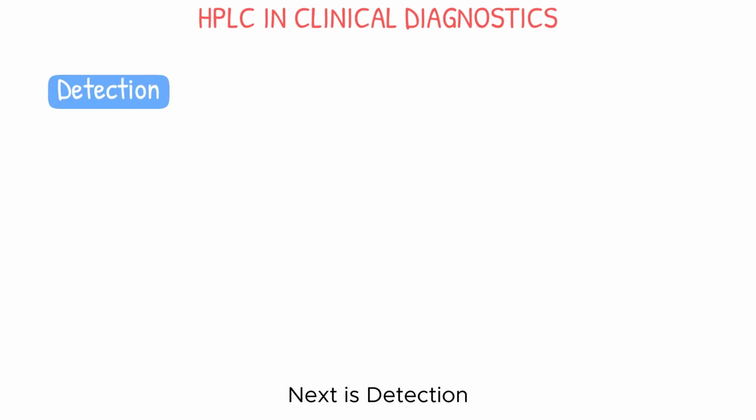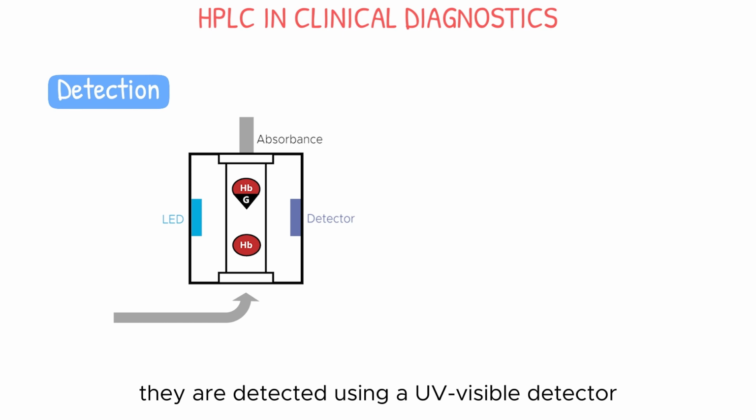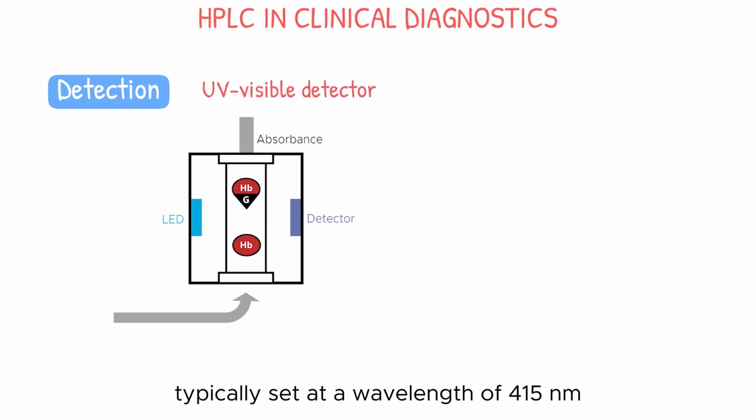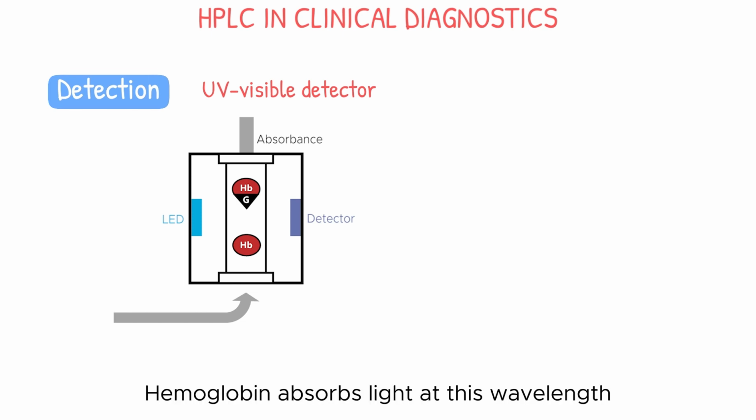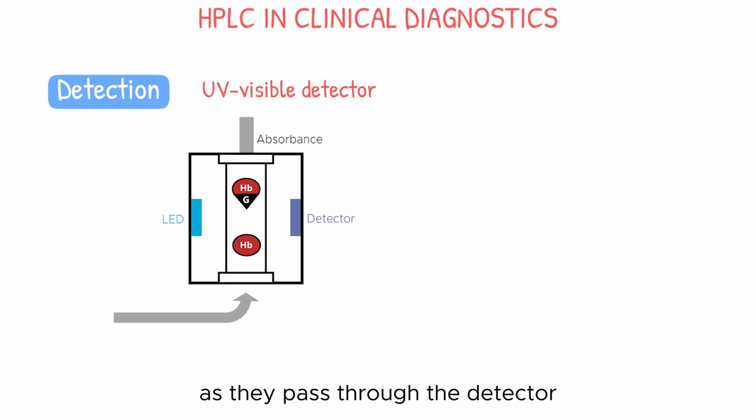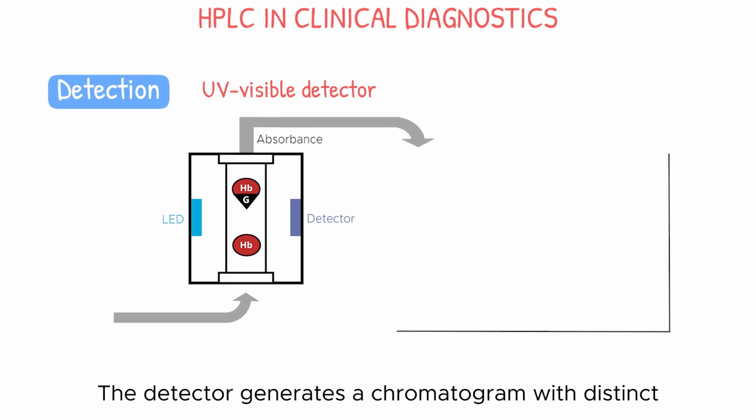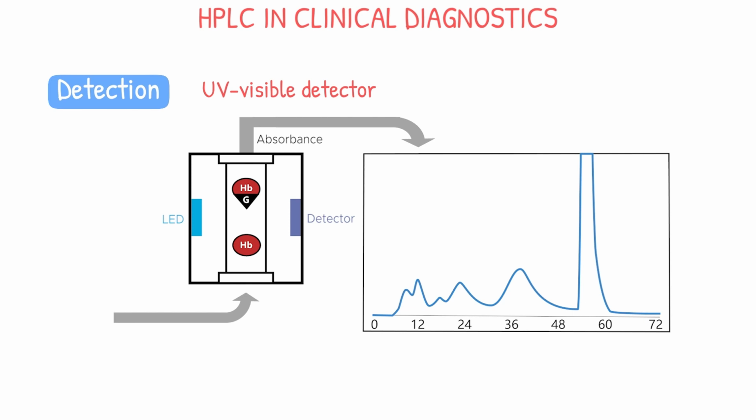Next is detection. As the separated hemoglobin fractions elute from the column, they are detected using a UV visible detector, typically set at a wavelength of 415 nanometers. Hemoglobin absorbs light at this wavelength, allowing for the quantification of each fraction as they pass through the detector. The detector generates a chromatogram with distinct peaks representing different hemoglobin fractions, including HbA1c.